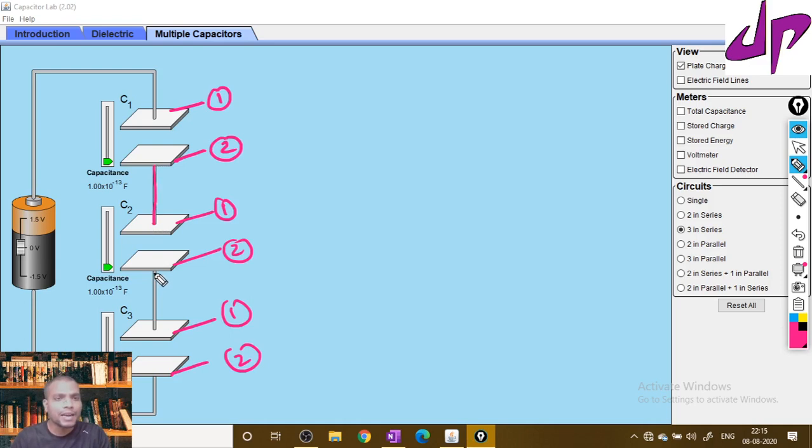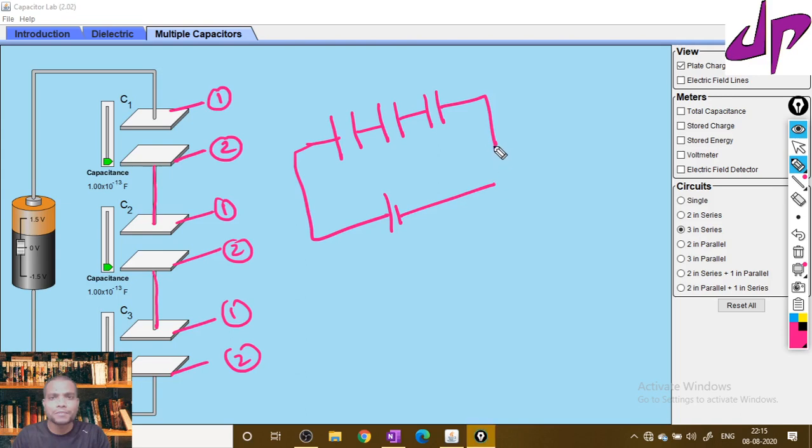Similarly, the second end of the second capacitor is connected to the first end of the third capacitor. So in circuit form we can represent it like this. If this is the first plate of the capacitor, and this is the second plate, the second plate should connect to another plate. Likewise, we should connect a potential difference, which I can represent as a battery. This combination we call a series combination.